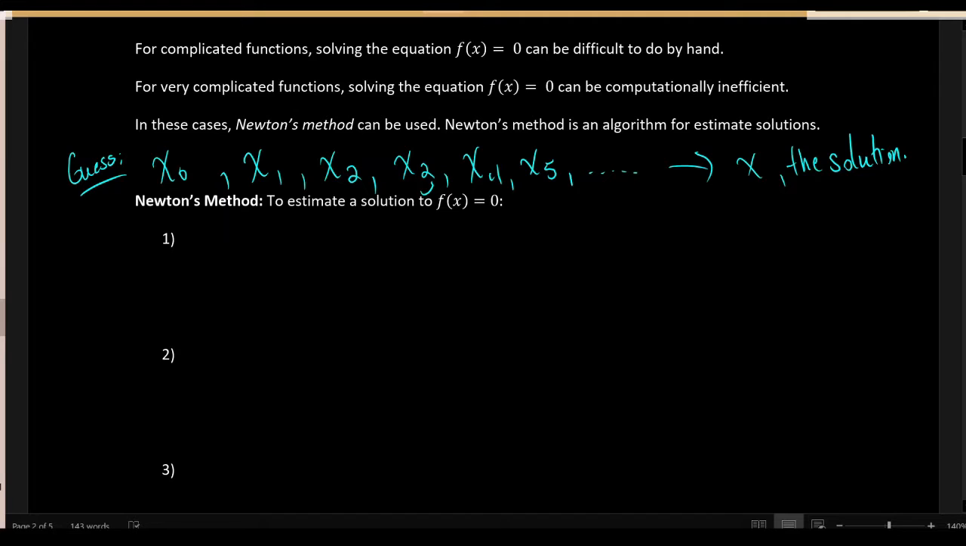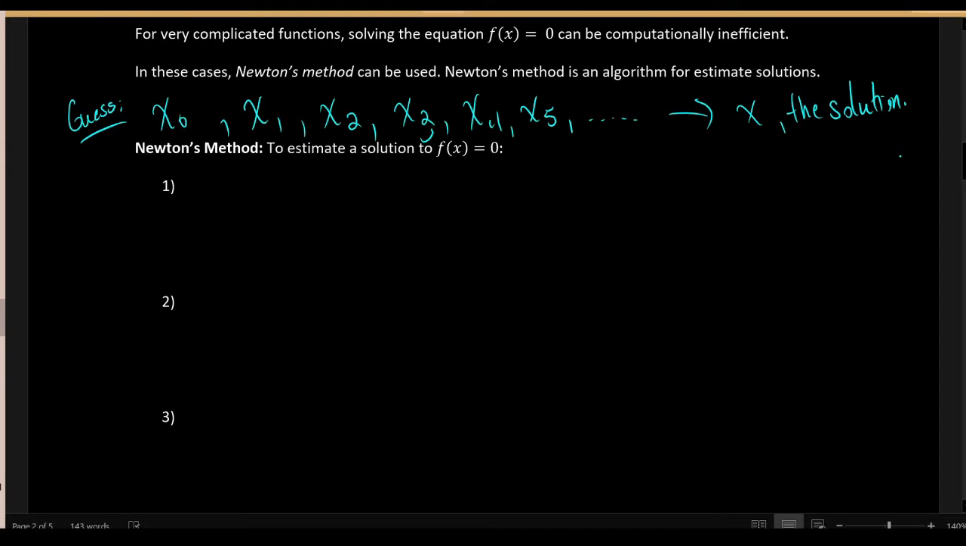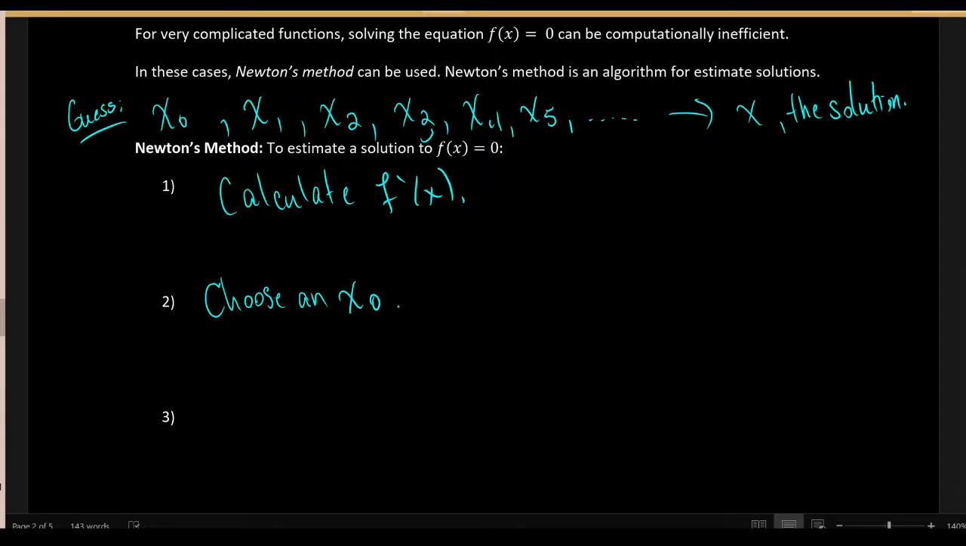So in order to set up this sequence of x values, which are getting progressively closer and closer to the actual solution, we have a couple of different steps. Step number 1, you're going to need to calculate the derivative of the function f of x on the left side. You're also going to need to choose an initial x value. And in particular, when you're choosing your initial guess for your solution, you need to make sure that that initial guess does not make f prime equal to 0.